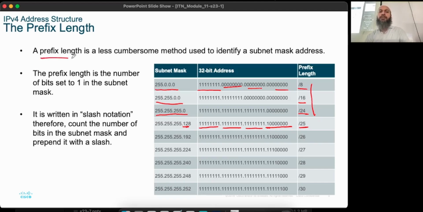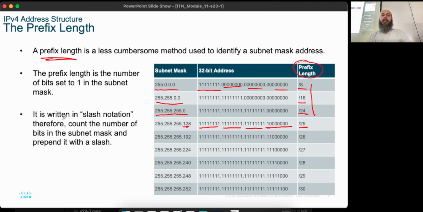So this thing is called a prefix. Okay. So a prefix length. Prefix means things which come before others. So ones come before zeros. That's why we call it a prefix length. How many ones come before the zeros? That is this thing over here, the prefix length.